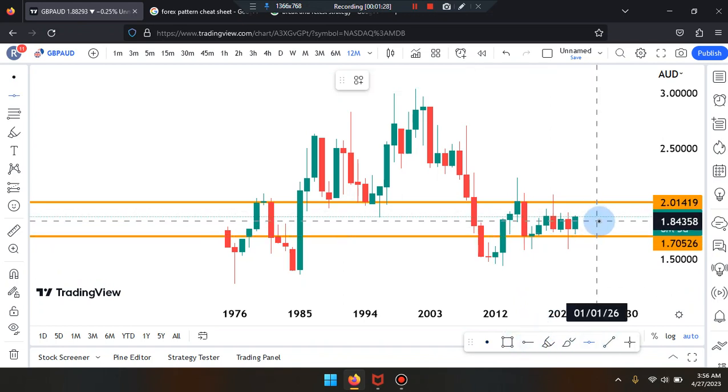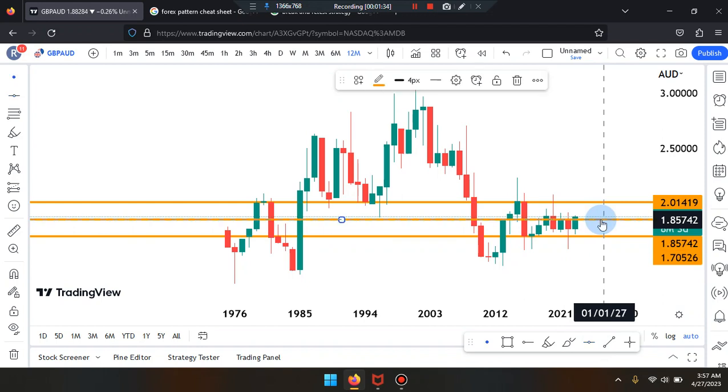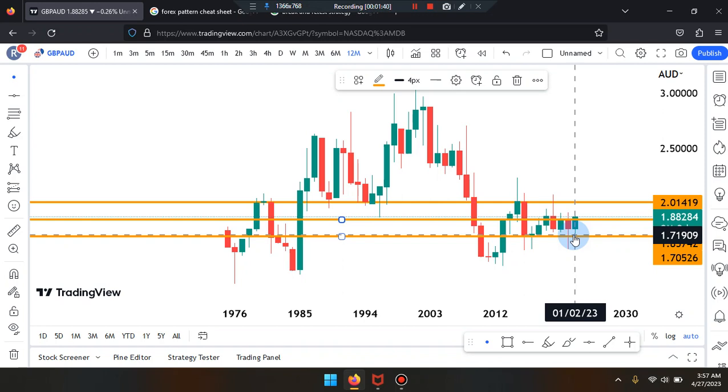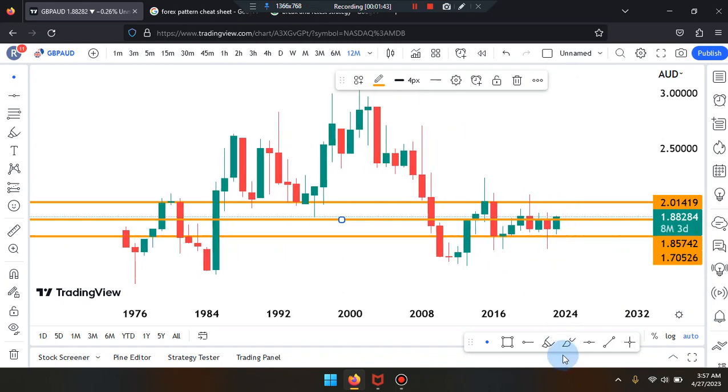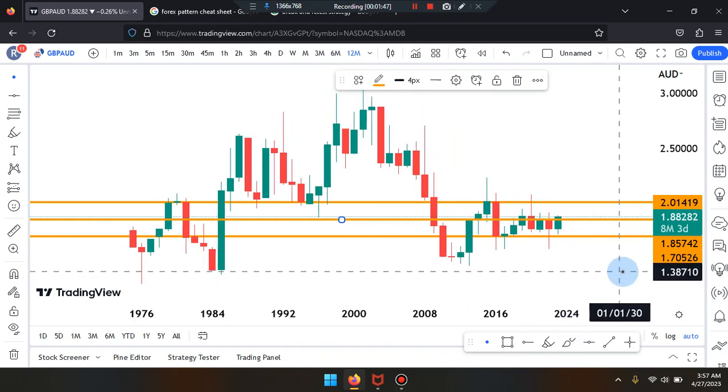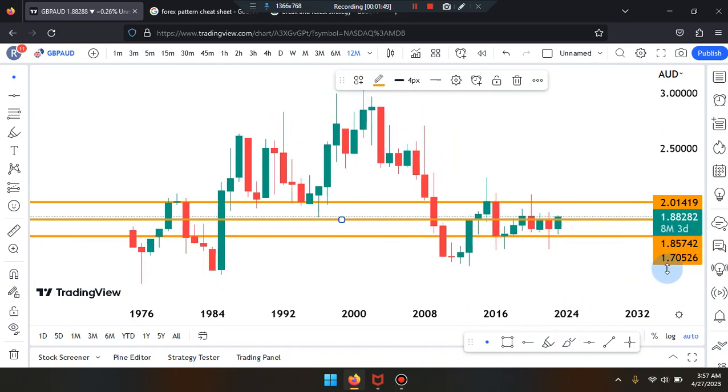And all we have to do now is add the midpoint right in the middle. So that would be right on the second last candle body, and that will be near the numbers of 1.85742.